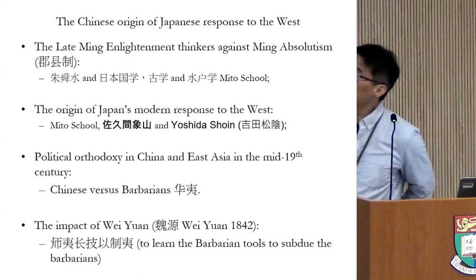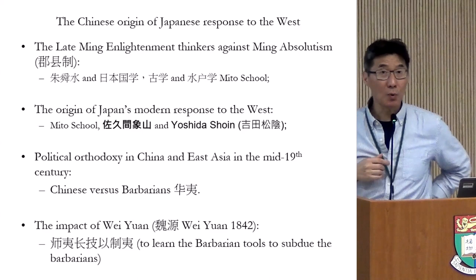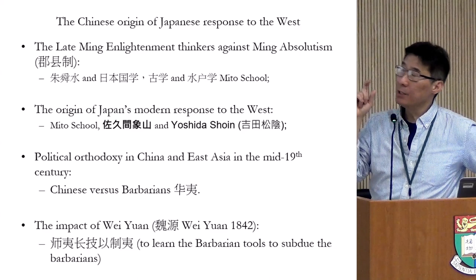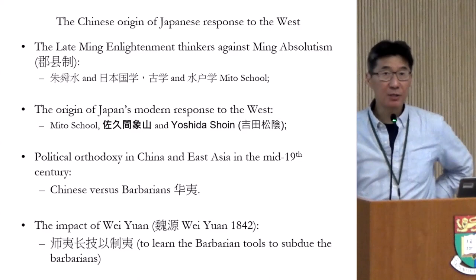There are two people in particular that are very crucial. I think I'm pronouncing the Chinese name, Zhuozhou, and he was one of the people, and Shoin, especially Yoshida. The reason I want to raise both of these people is both were heavily influenced by Wei Yuan. Their first knowledge of the Western imperial threat is coming from Wei Yuan. So their work cited Wei Yuan very extensively.